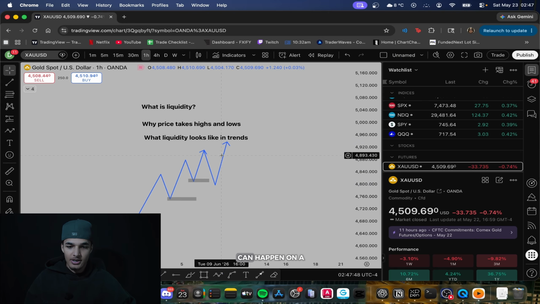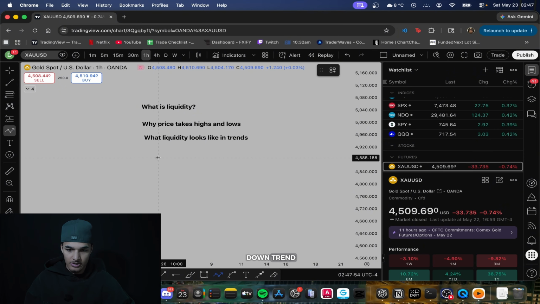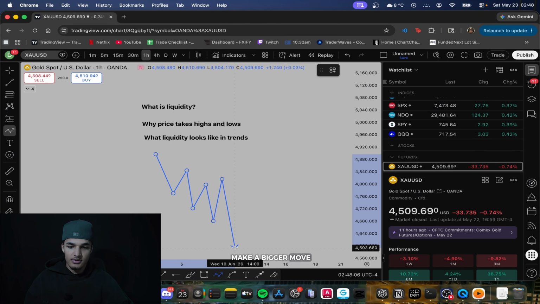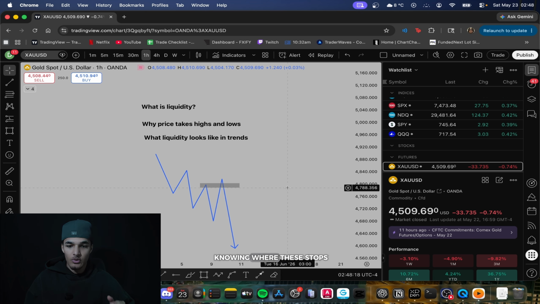And the same thing can happen on a downtrend. So I'm going to delete this and do the same thing for a downtrend. We have a downtrend, price is making lower lows and lower highs. And then all of a sudden, price is going to break this high and make a bigger move to the downside. That move is just price taking liquidity, knowing where these stops are and using them to create more capital and to gain more momentum towards a bigger move.